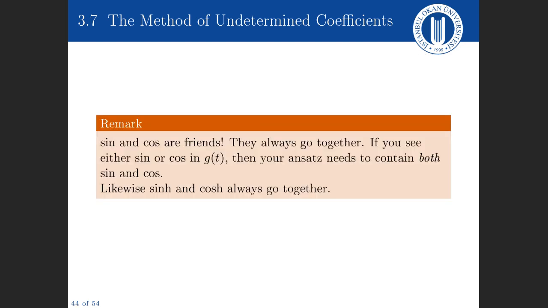There's a lesson here. Sine and cos are friends. They always go together. If you see either sine or cos in the function g of t, then your ansatz, that's your guess, needs to include both sine and cos. Likewise, sinh and cosh also always go together. If you see either sinh or cosh in g of t, then your ansatz needs to include both sinh and cosh.